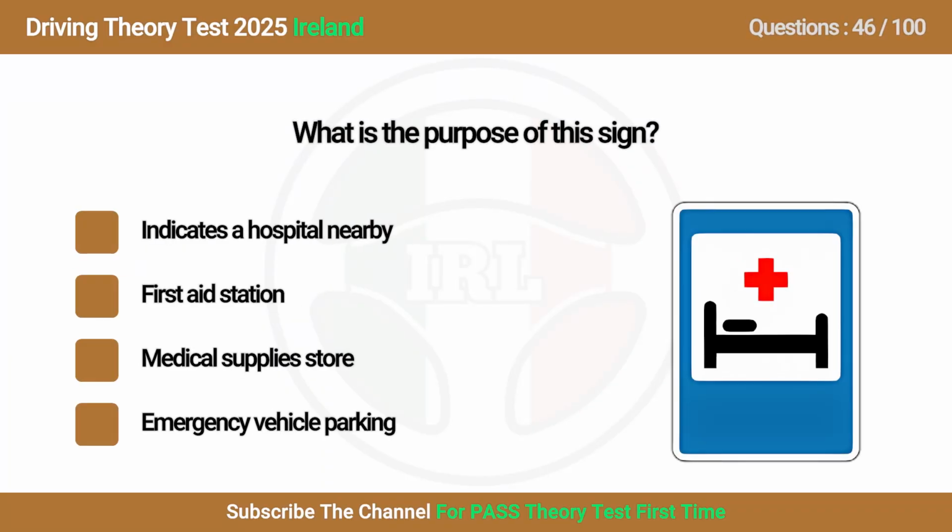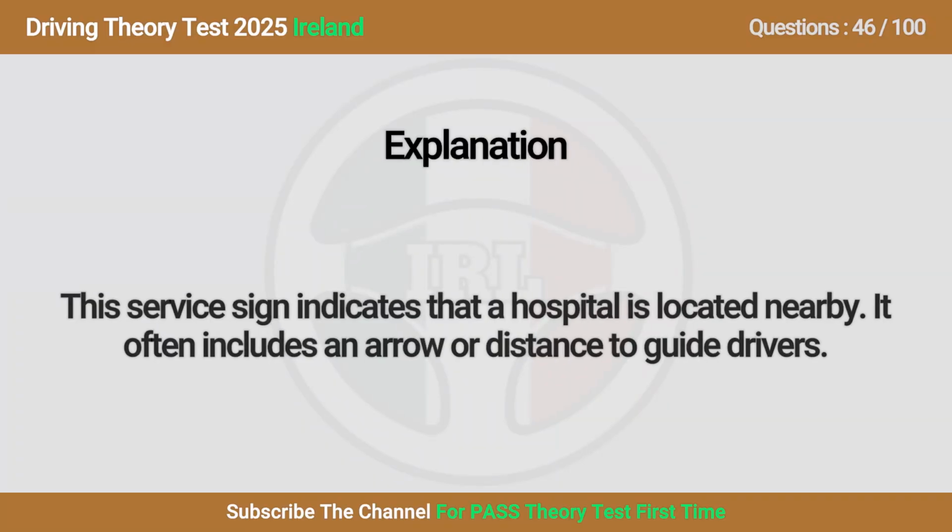A. Hospital nearby. B. First aid station. C. Medical supplies store. D. Emergency vehicle parking. Answer is A. Hospital nearby. This service sign indicates that a hospital is nearby. It often includes an arrow or distance to guide drivers.